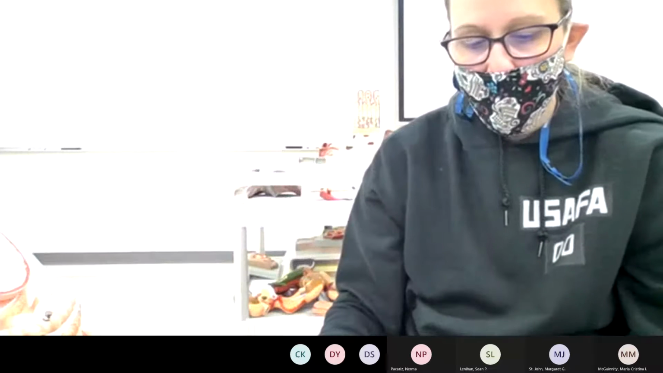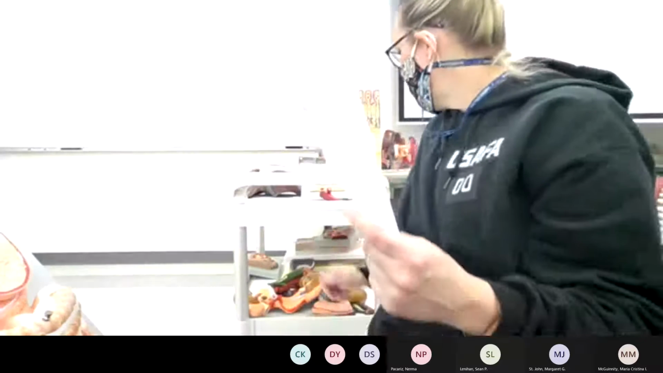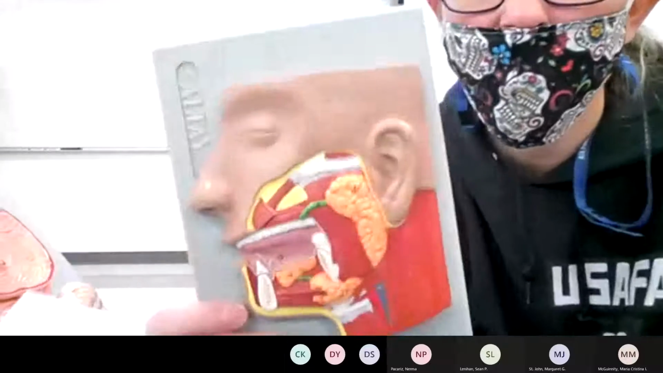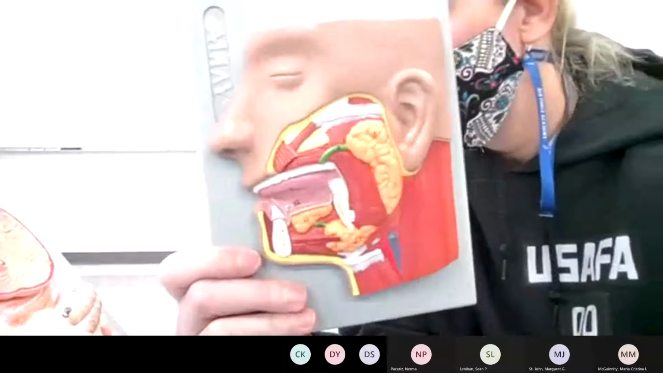Okay. All right. Salivary glands. So salivary glands, remember the tonsils are 3 pairs, you get the little girl picture. The salivary glands, you have a model. All right.